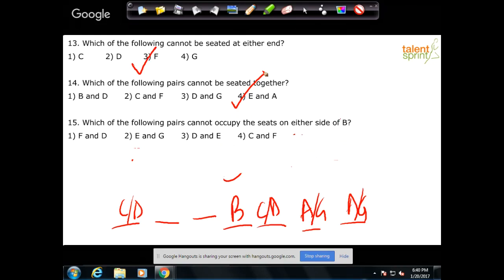I'm hoping that most of you have also understood the 15th question, boys and girls. The 15th question. Kripani says the answer to the 15th question is 2, E and G. Pooja says 4, C and F. Anil says 2, E and G. Looking for some more people to answer this question.